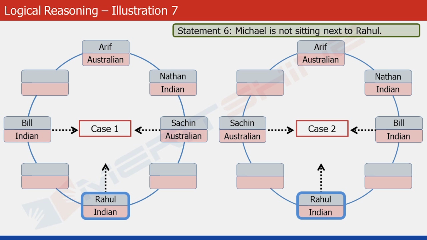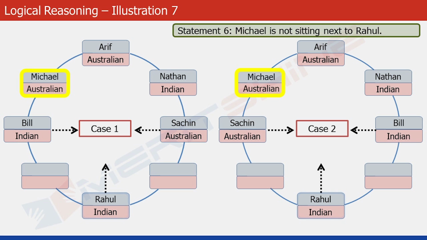With the given condition, there is just one option left for Michael, the cell highlighted in yellow now. So let's put Michael there. You must have realized by now that we are doing this in both the structures simultaneously. Let's go to our next statement, statement 5, which says that no three Australians are sitting together.